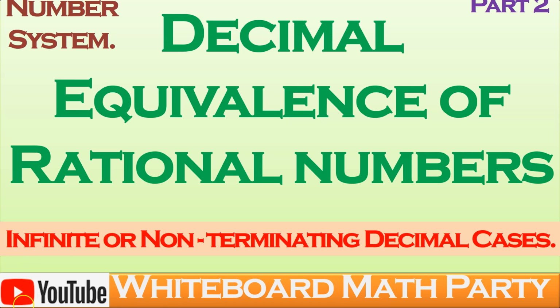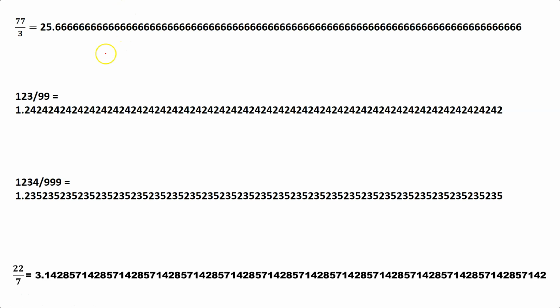Let me show you an example to explain exactly what I've told you. Look here. We simply write the answer to this question as 25.6 and we'll place a dash on the 6. That's it. It simply means that this 6 continues to repeat.